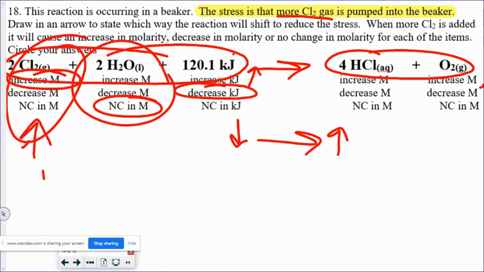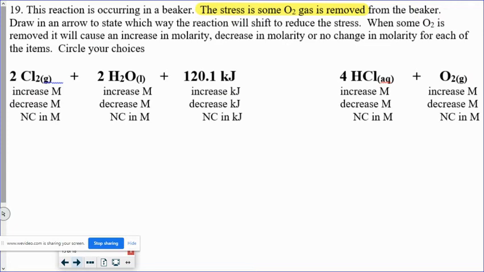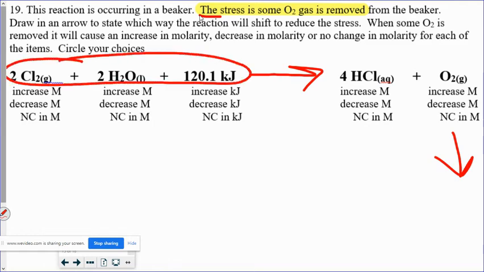Let's go and do another problem. So in this one, the stress is some oxygen gas is removed. So this is going down. So the reaction is going to shift to try to make more of it. To make more of it, the reaction would have to shift this way. For us to make more HCl and more O2, these items have to react with each other. Again, the Cl2 will react with the water, so some water molecules will be consumed in this reaction, and some energy will be consumed to make the reaction go this way to make more HCl and O2.